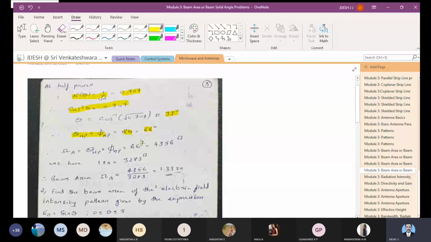So omega A will be theta half power multiplied by phi half power. To get the half power value for theta, you know that you have to multiply it by 2. I have explained those things in the previous class. If I go back, I can just show you here. In the previous class we have done that half power is 2 times theta. So half power has to be 2 times theta.